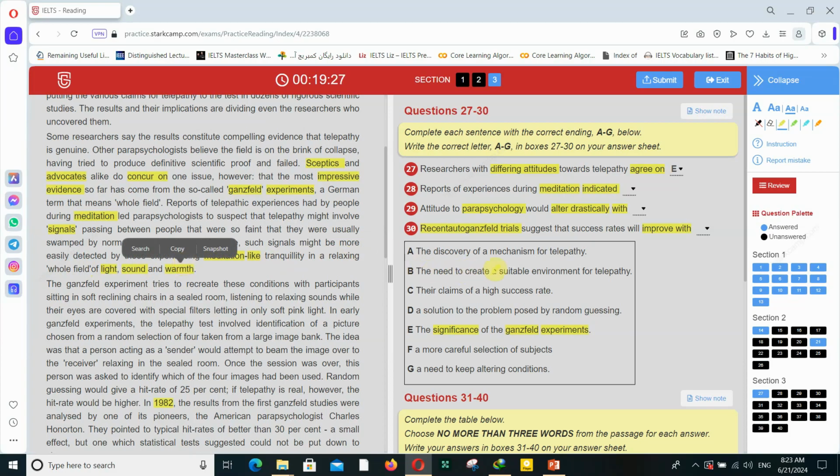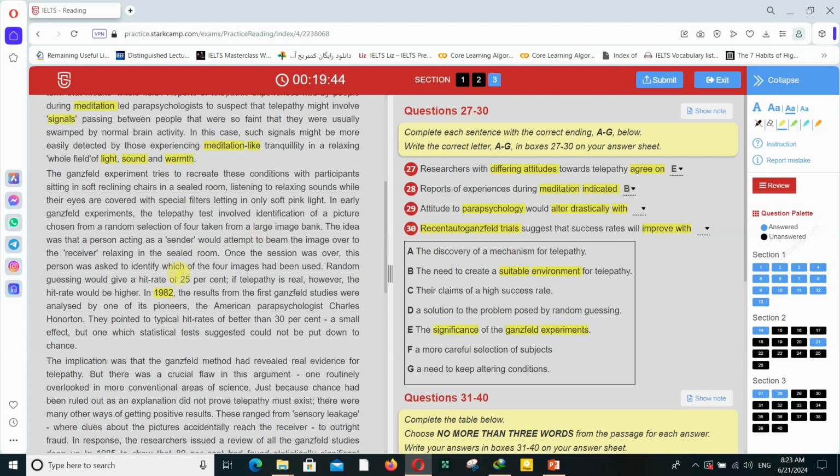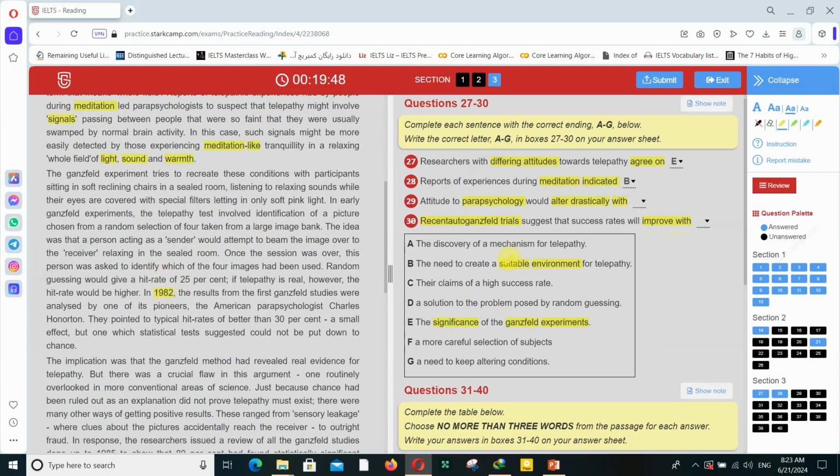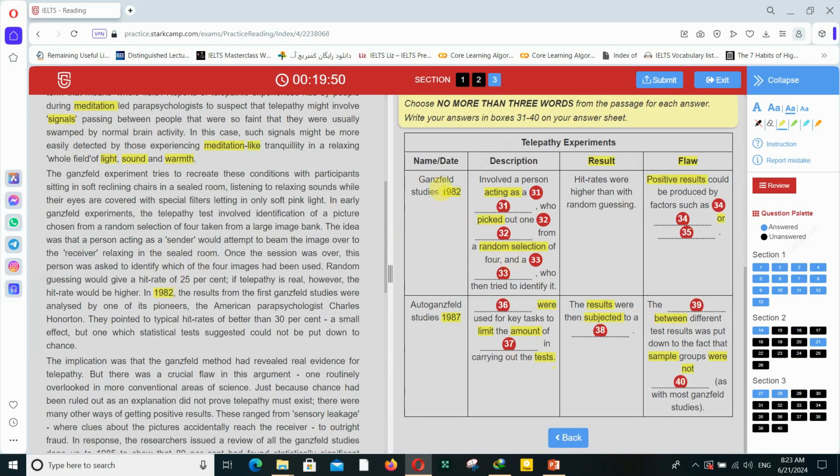So, the need to create a suitable environment for telepathy. Suitable environment means relaxing whole field of light, sound, and warmth. So B is the answer for this question. Okay. Now be careful. This is the paragraph that you're going to see in 1982. So probably you will find the answer for these questions.